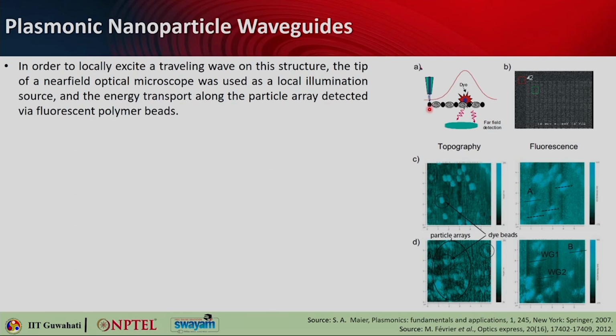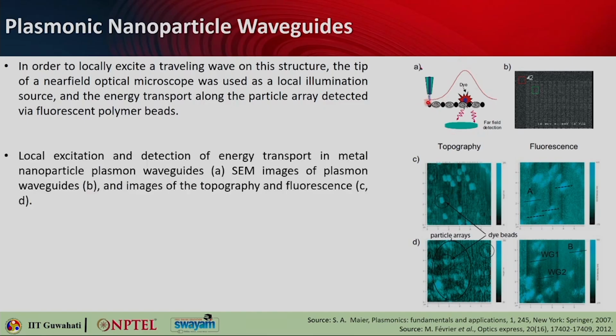So, here you are only exciting one particular nanoparticle, okay, and then the energy is basically transported along this, and then if you put some kind of dye here, okay, there is some scattering from this, and that can be detected in the far field, which is shown here, right. So, you are able to do some local excitation, you are able to do the energy transport because there is no energy directly illuminating this one. The energy was illuminated here and it has been transported along this chain by this coupling.